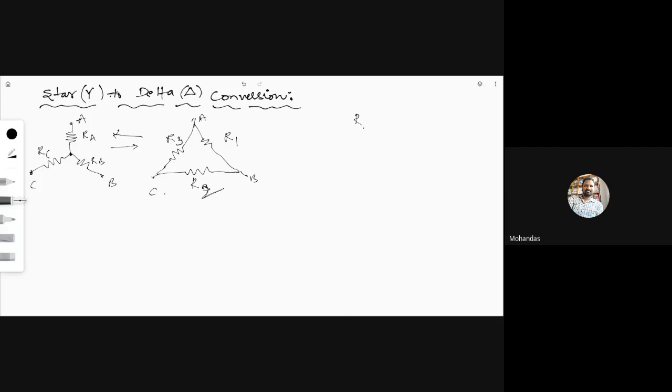Yesterday, in the previous class, we derived RA equal to R1 R3, because if you draw a star inside the delta, R1 R3 by R1 plus R2 plus R3. So similarly, RB equal to R1 into R2 by R1 plus R2 plus R3. Next, what will be the RC? R2 R3 by R1 plus R2 plus R3.